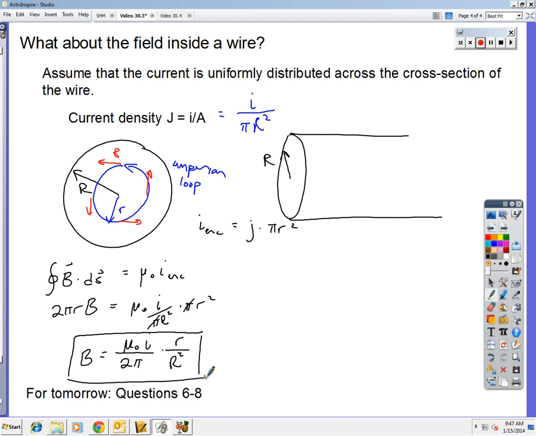Tomorrow I'm going to check questions 6 through 8, all of which deal with Ampere's law and in particular the meaning of the line integral.